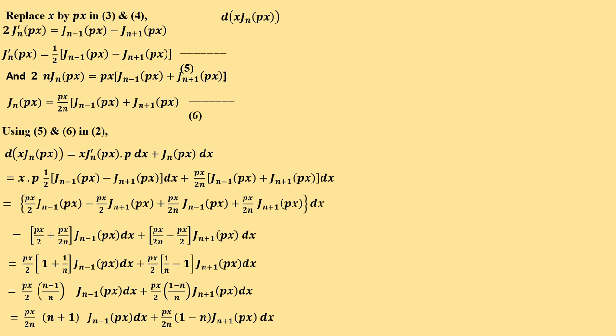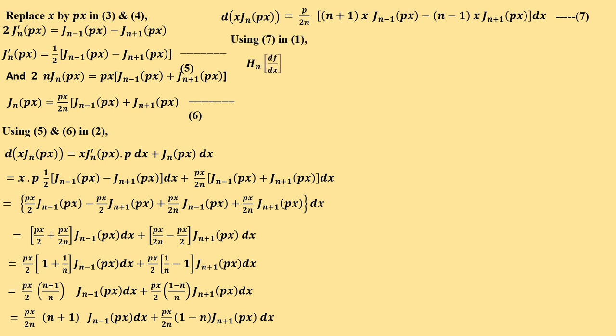Therefore d of x into Jn of px is equal to px by 2n (n plus 1) Jn minus 1 of px minus, taking the minus outside, px by 2n (n minus 1) x into Jn plus 1 of px dx. Here px by 2n is common, you take it outside, so px by 2n into (n plus 1) Jn minus 1 of px, and dx is also common, minus (n minus 1) x into Jn plus 1 of px into dx. That is equation number 7.